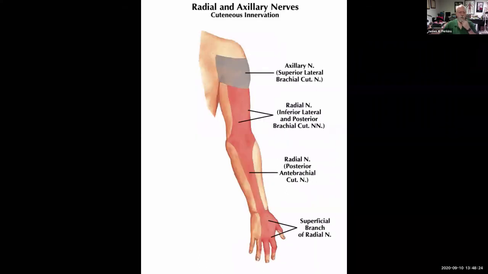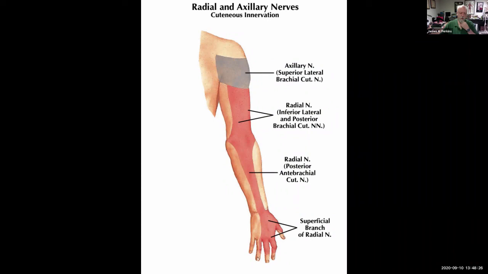The radial nerve is also responsible for sensation to most of the posterior aspect of the upper limb. So there are branches of radial nerve that supply the back of the brachium. There's another branch of radial nerve responsible for the posterior antebrachium. And then finally, you get that superficial branch of radial nerve supplying the posterior surface of most of the hand.